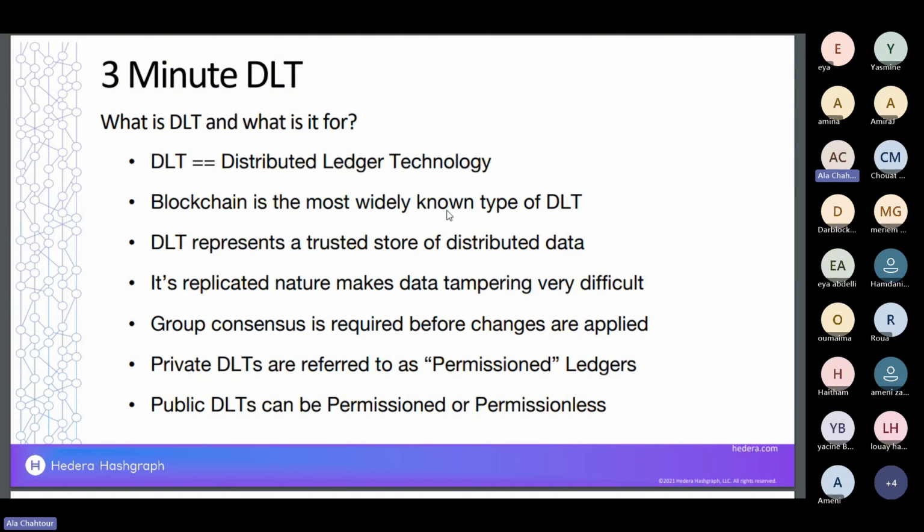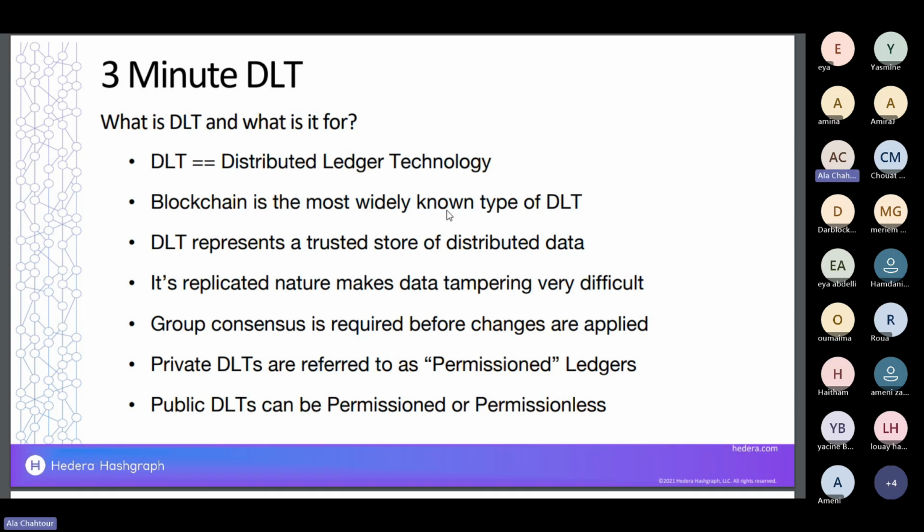Yeah, that's exactly the idea, and its replicated nature makes data tampering very difficult. As we said before, the nature of the technology makes it difficult or impossible to change any information that is already stored on the blockchain or on the DLT technology.